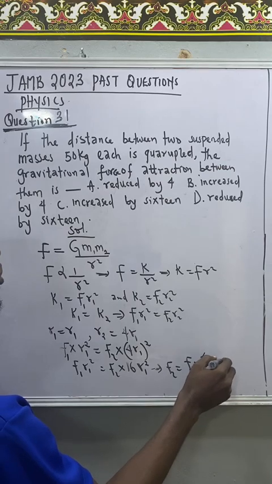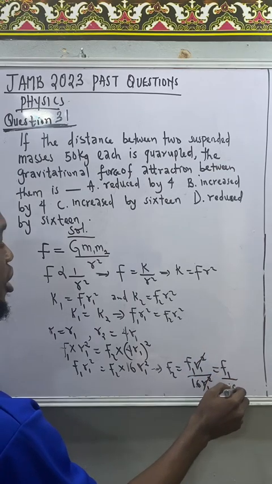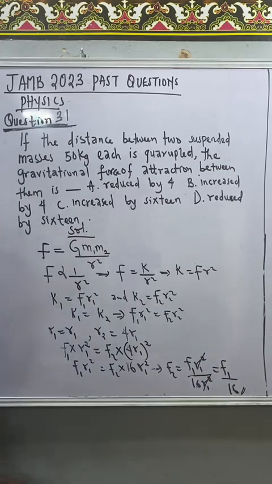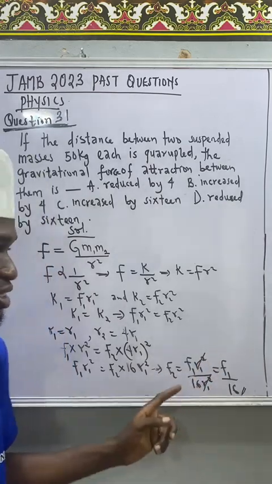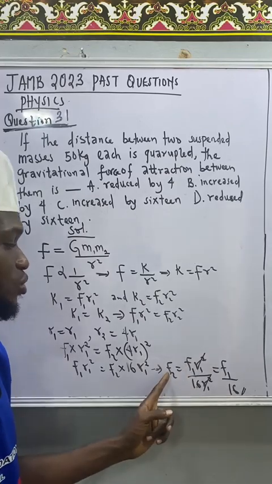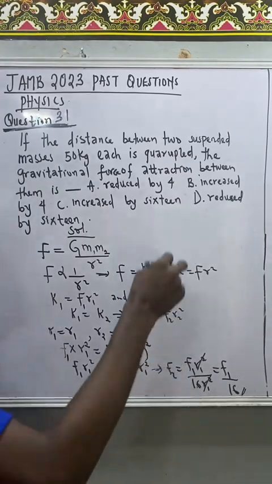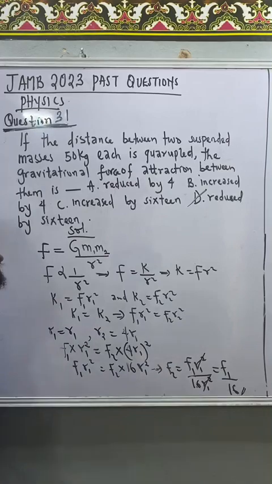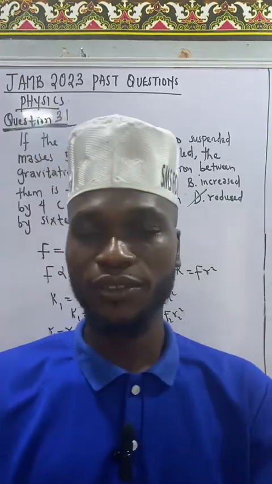That means F2 equals F1 over 16, which from this relationship shows that F1 is reduced by 16 to get F2. So option D satisfies our answer. Thank you for viewing this.